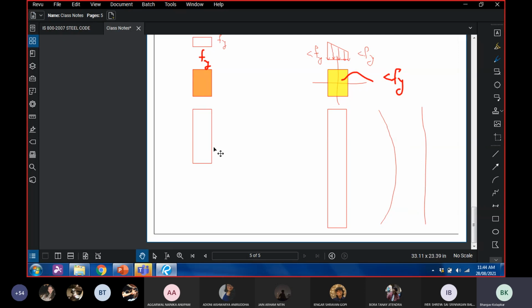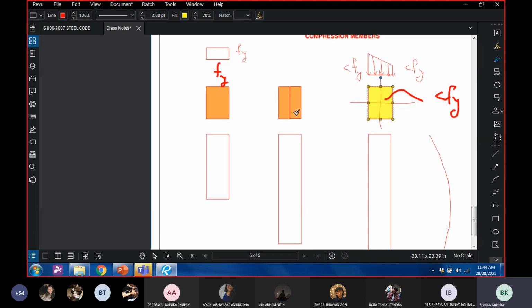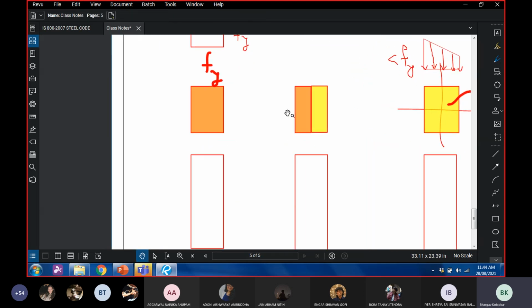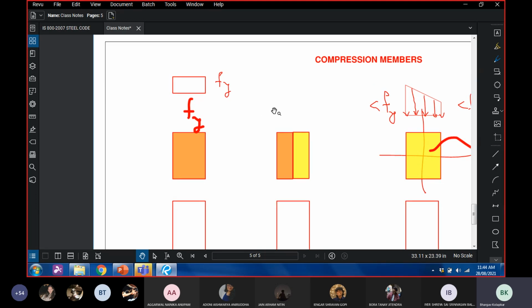Now let us look at a third type, which has length something like this. In this case, what might happen is some portion. So let us look at the stress diagram.